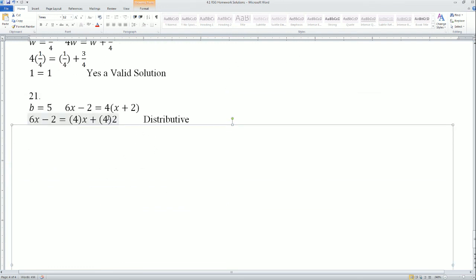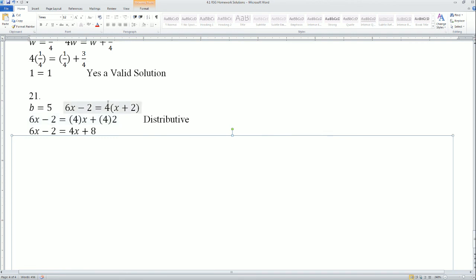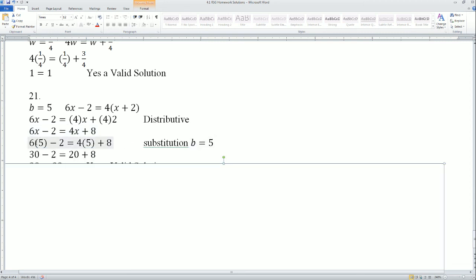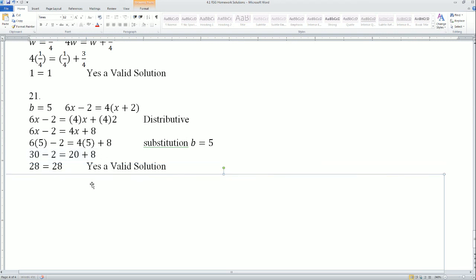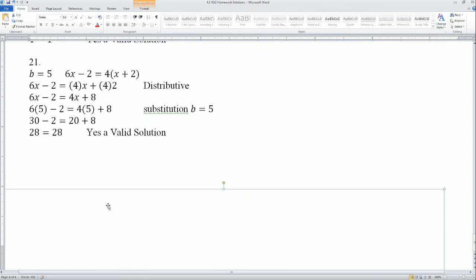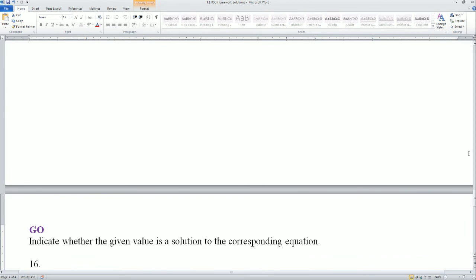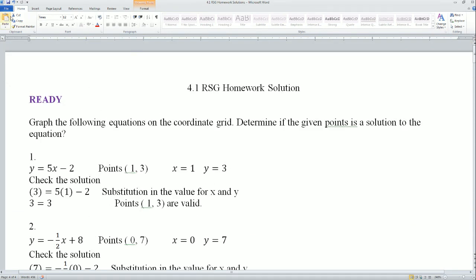21, b equals 5. Here's your equation. I did some distributing here to get rid of the parentheses. I simplified 6x minus 2 equals 4x plus 8. Substitute here, 5 plugged in, 5 plugged in. 30 minus 2 and 20 plus 8, 28. And 28 is a valid solution. Okay, there you go. I think, is that it? Yep, those are all your homework solutions for the 4.1 Ready, Set, Go.